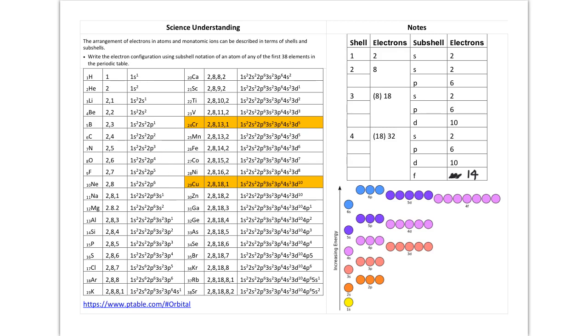We keep getting down to neon, 1s2, 2s2, 2p6. So there's 2 in the first shell. In the second shell, the S subshell has 2 and the P has 6 to give a total of 8. So that's the same as 2, 8. And we keep following that pattern through.